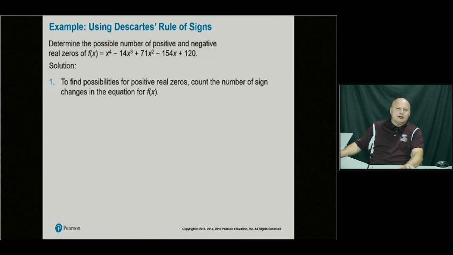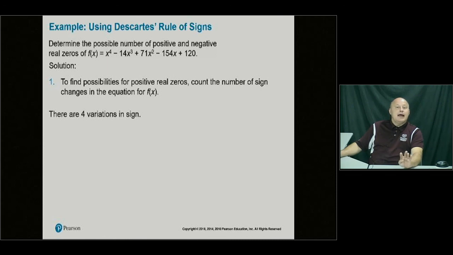Okay, now note that to find the possible positive reals, we count the number of sign changes. Now remember, any missing terms, if it has any, just disregard. So from the first term to the second term, from positive to negative, yep, that's a sign change. So just keep count. That's one. From the second term to the third term, it went from negative to positive. Oh, that's another sign change. That's two. From the third term to the fourth term, it went from a 71x squared to a negative 154x. So that's 3. And then from a negative 154x to a positive 120, that's 4. There are 4 sign changes there. Okay? So there are 4 variations of sign.